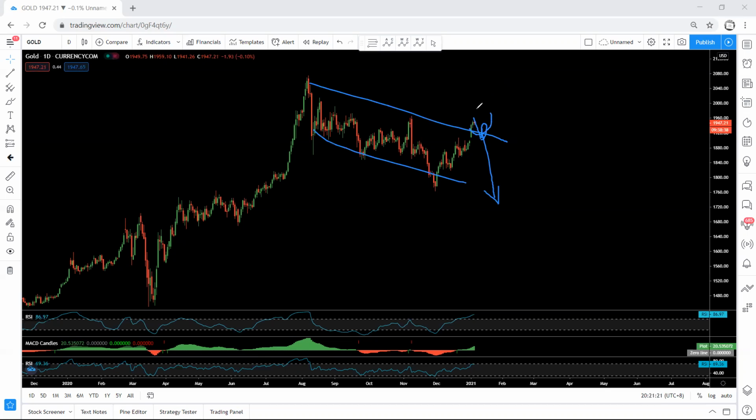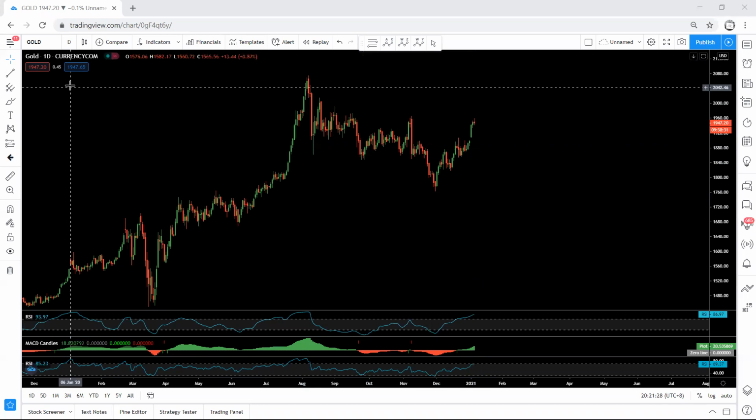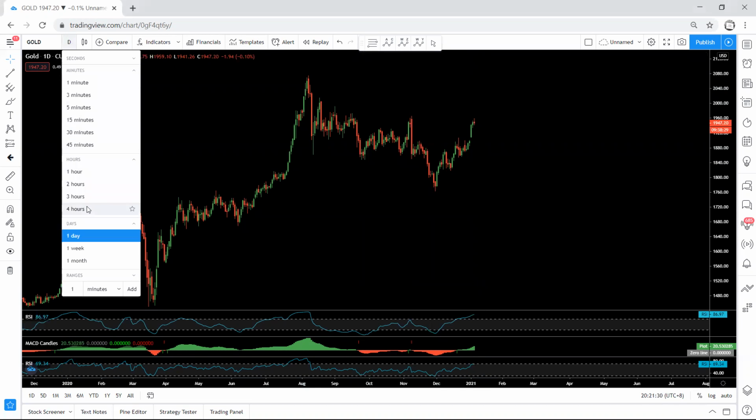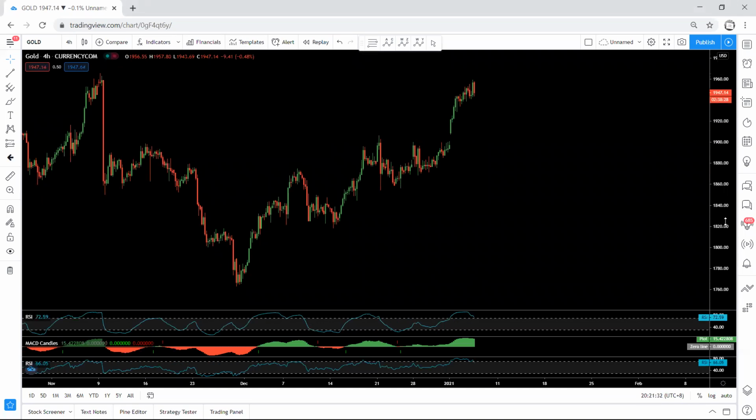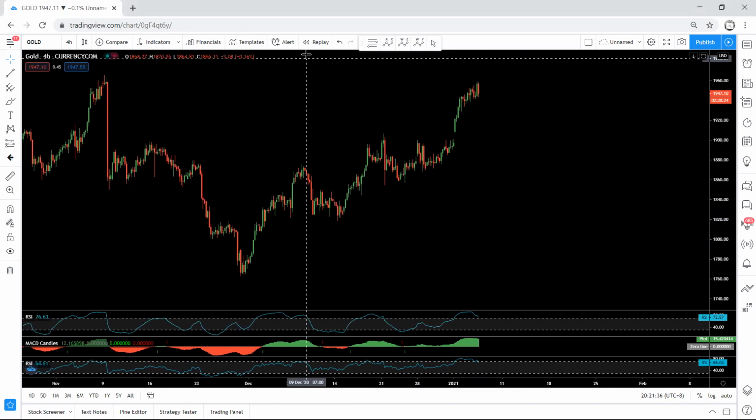Now we need to follow and see how we can trade it. Based on the daily chart, we don't have more information. In this case, we move to a lower time frame and see how we can trade it. Based on the 4-hour chart, what I want to highlight here is this.